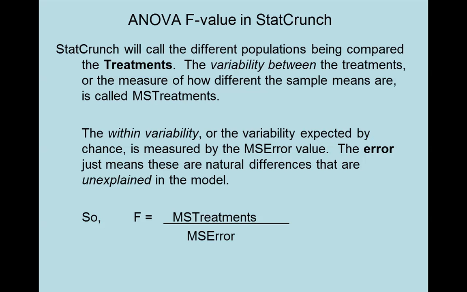Now here the term error doesn't mean mistake, it just means natural differences that occur that are not explained in the model that you're fitting. So F is really the mean square for treatment value divided by the mean square for error.